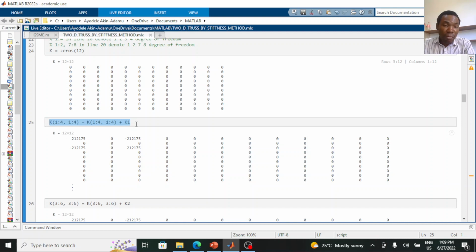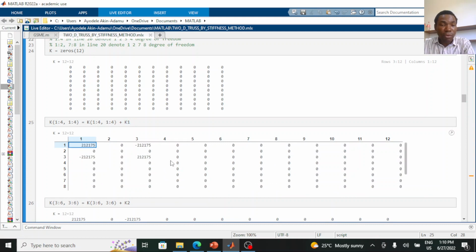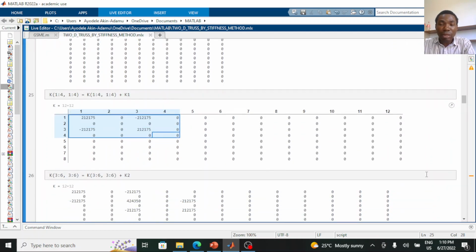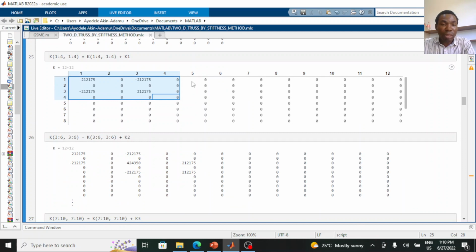So this line of code will add K1 at this point. Remember, our local stiffness matrix is a 4 by 4 matrix. So this is where K1 is added in the global stiffness matrix. This is the K1 matrix, what I highlighted here. Once I run this code, the local stiffness matrix gets added to the base matrix.